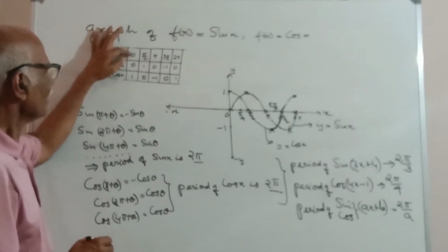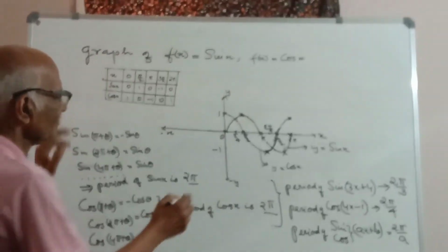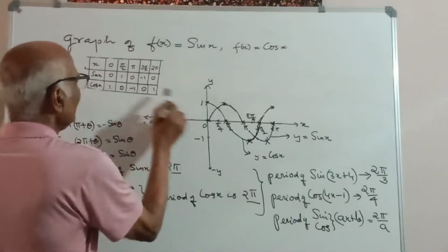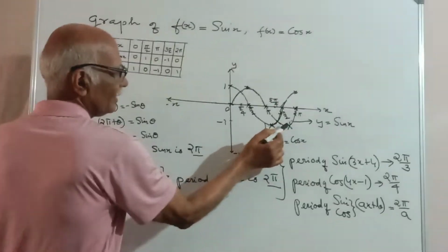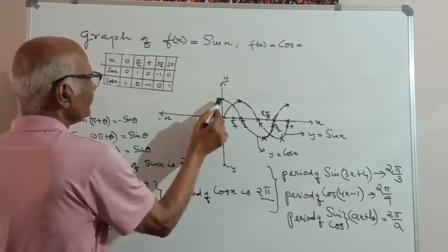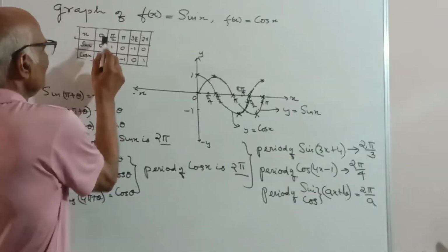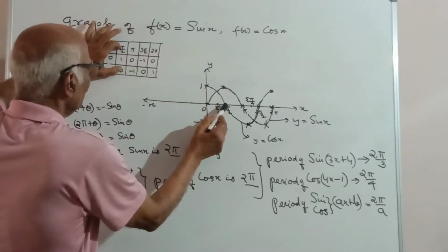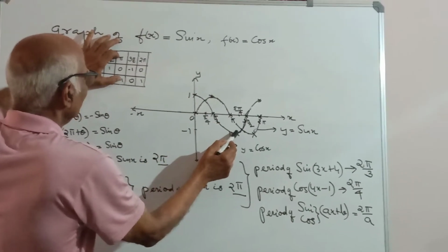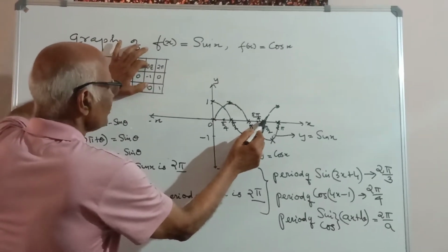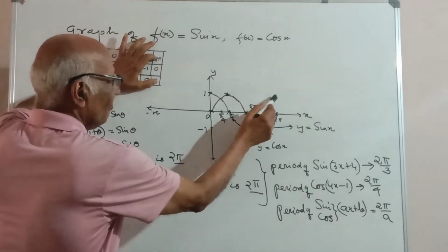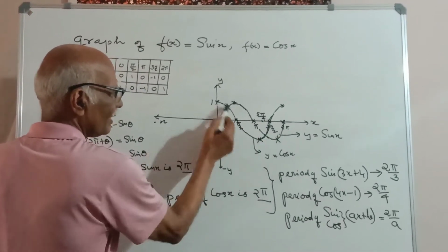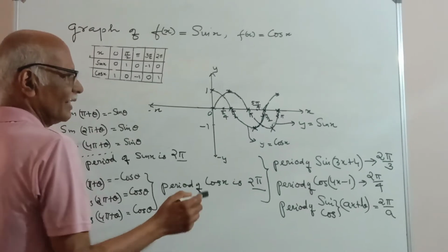For sine, we mark (0, 0), (pi by 2, 1), (pi, 0), then (3 pi by 2, minus 1). Now for cos, we mark the other points: (0, 1), (pi by 2, 0), (pi, minus 1), (3 pi by 2, 0), (2 pi, 1). Now for sine and cos, we have to mark these points and draw the graph.